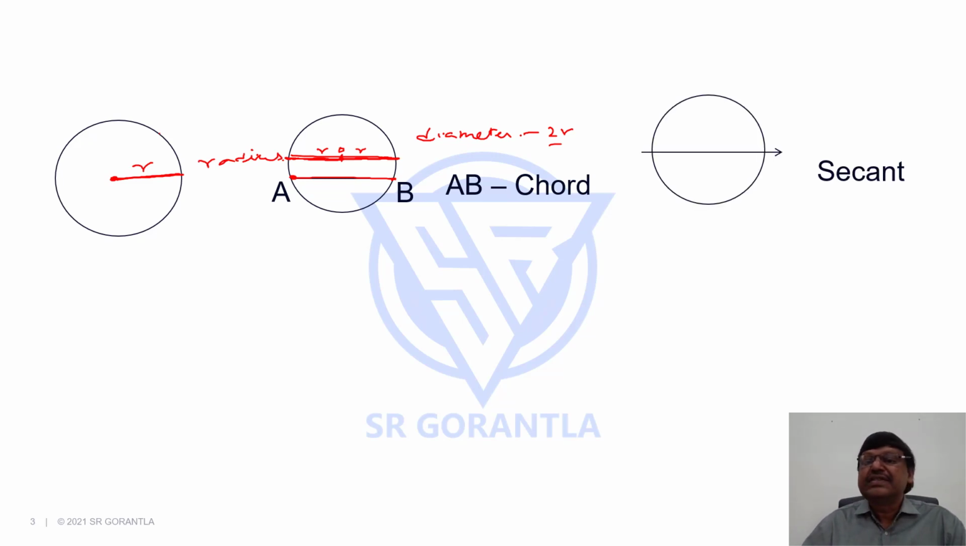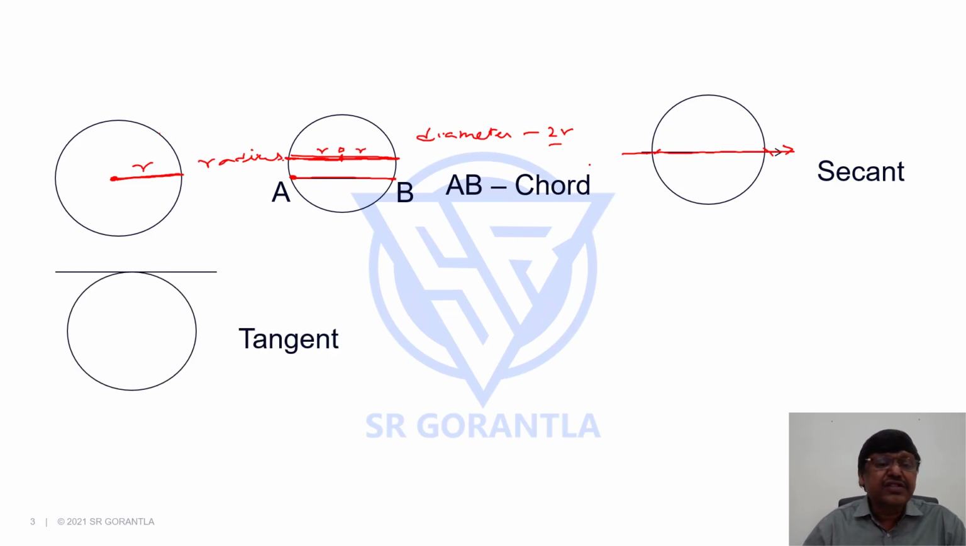The next one is secant. Secant is a line that originates outside the circle and goes through the circle. It intersects the circle at 2 points. And the next one is tangent, which touches the circle at a point here. Right? Let's discuss these properties.